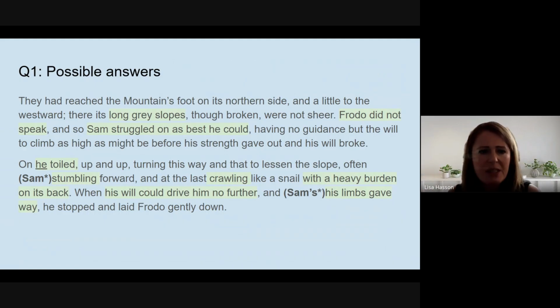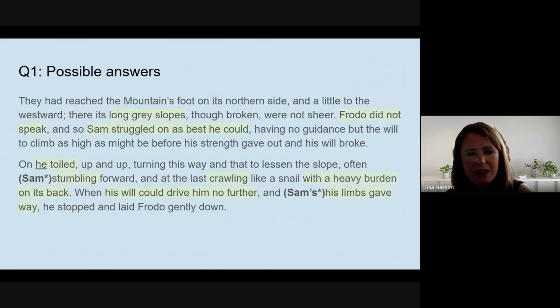Now, this is my recommendation for you so that you can then pick the one that you feel best answers the question. So "long grey slopes", of course, implies that it's difficult. You might need a little bit of an explanation to go with that, but of course that uses up time. Something like "Sam struggled on as best he could" actually emphasises it was difficult, because difficult and struggled are very similar words. They mean the same thing, they're synonyms. So you definitely could pick that one out without needing to put any kind of explanation. It would be a nice quick one for you.